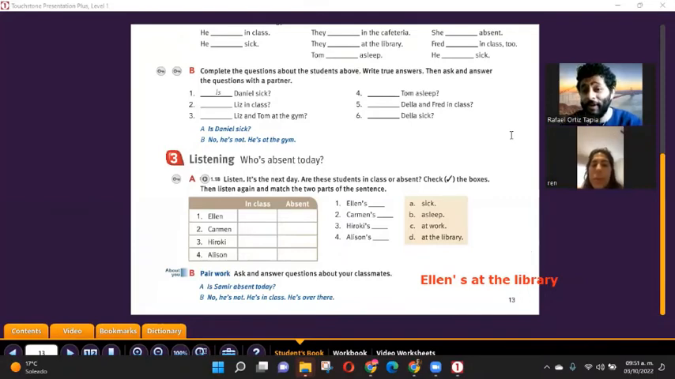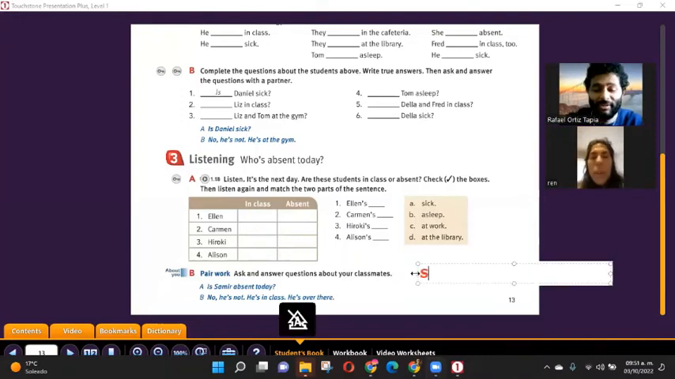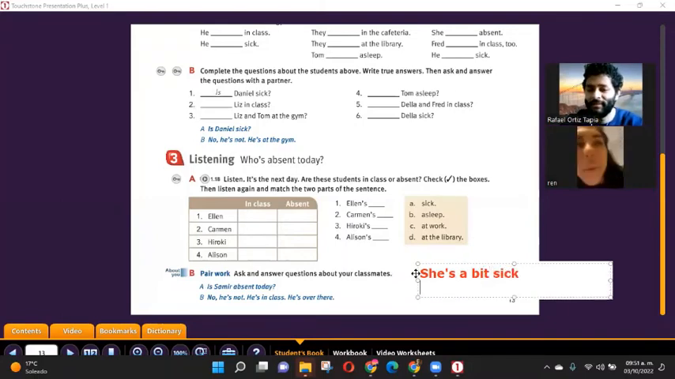Exactamente. Entonces, okay, she's a little sick. That's perfectly fine. She's a bit sick. You can also say that. And remember, that's correct. She's a bit sick. Un poco enferma. Oh, she's a little sick. Both are correct. So you have two options. Okay. All right.